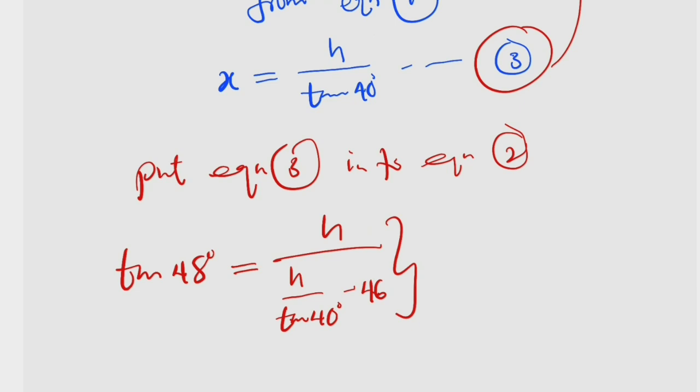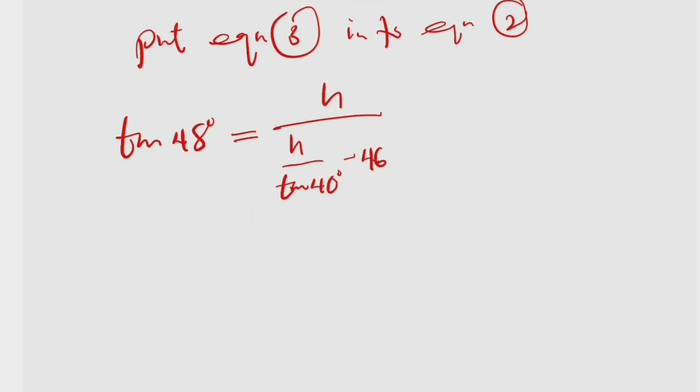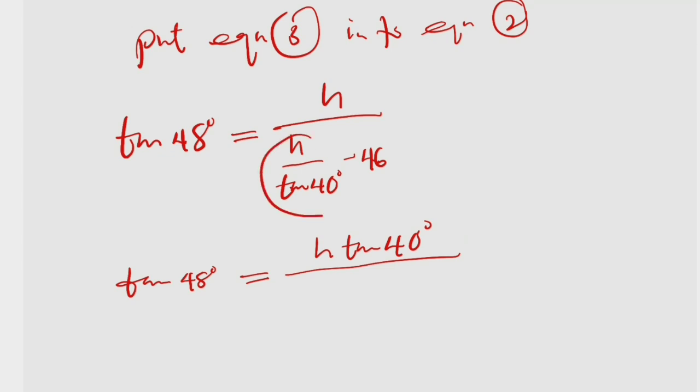So to make this fraction a little bit clearer, let us multiply the top and the bottom by tangent of 40. So we have tangent of 48 degrees to the left. This is equal to h times tangent of 40, that is h tan 40 degrees, divided by, once you multiply this by tangent of 40, you have only h minus 46 tangent of 40 degrees.